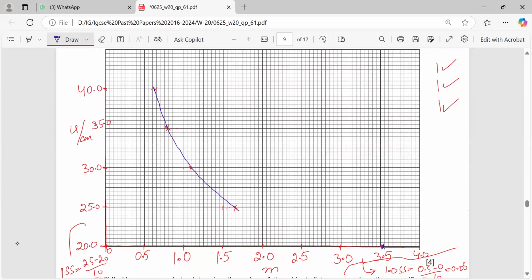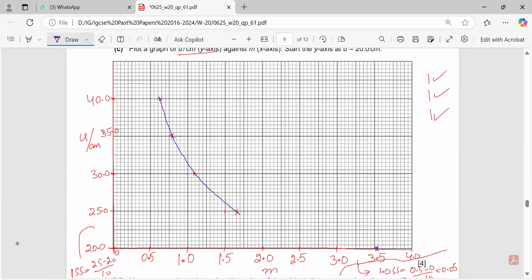This way. And then, my dear friends, something like this. This way. So that is the curve, the freehand curve, and that will give you the fourth mark.